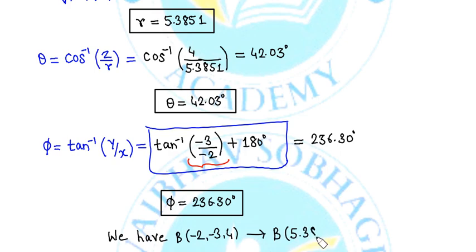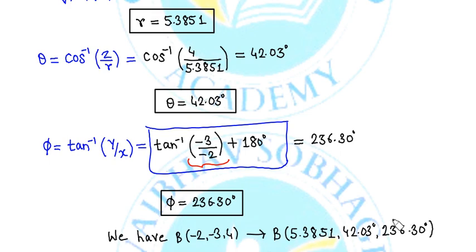So this is your R, 5.3851. This is your theta, that is 42.03, and then we have the phi, which is basically what? 236.30. Many students fail over here because they don't know why to add this 180 degrees. They just simply go with this tan inverse of minus 3 by 2. They will find one angle and their whole numerical will go wrong if they don't have the correct value of that phi over here. Okay, fine.